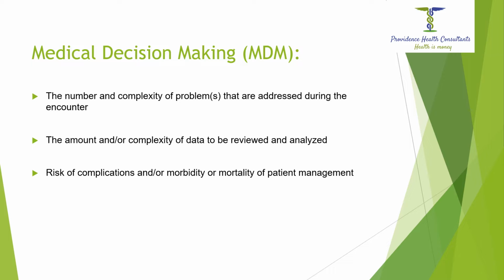Here this also has some categories, and it has three types of categories which need to be documented in the assessment and plan. The first point is the number and complexity of problems that are addressed during the encounter, the amount and or complexity of data to be reviewed and analyzed. The third one is risk of complications and or morbidity or mortality of patient management. So in the coming slides, we can see how it is categorized and based on what conditions it is categorized into low level or higher level of codes.